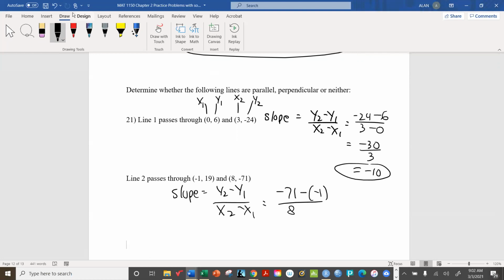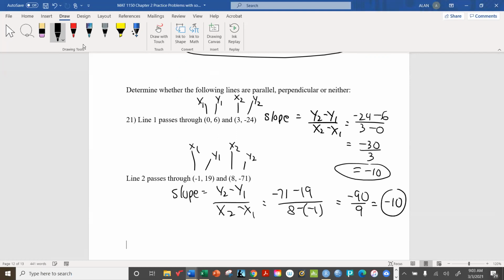Oh, wait, what did I do? No, sorry, my fault. I copied the wrong one. Let's try that again. Minus 71 minus 19. That's better. 8 minus a minus 1. Okay, because this is, of course, y2. This is y1. This is x2. This is x1. All right, so yes, you can see it's easy to mess this up if you're not careful. So here we have minus 90. And here we have plus 9. There you go. So they have the same slope.